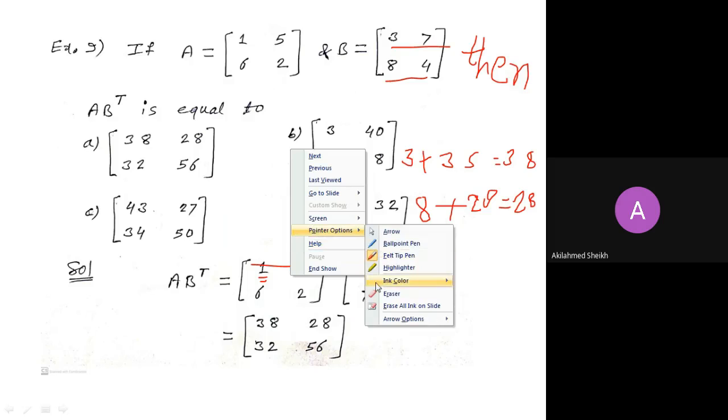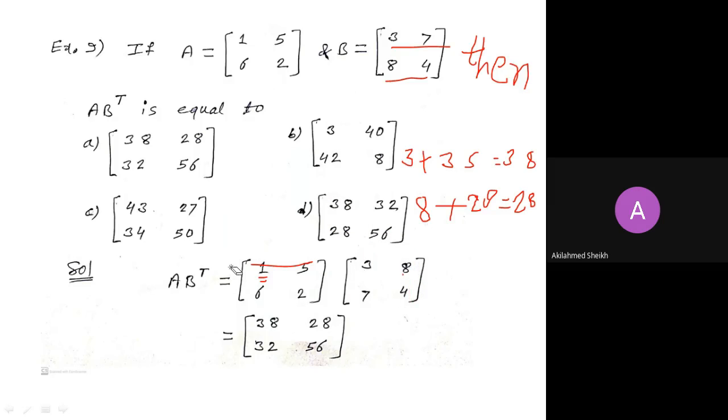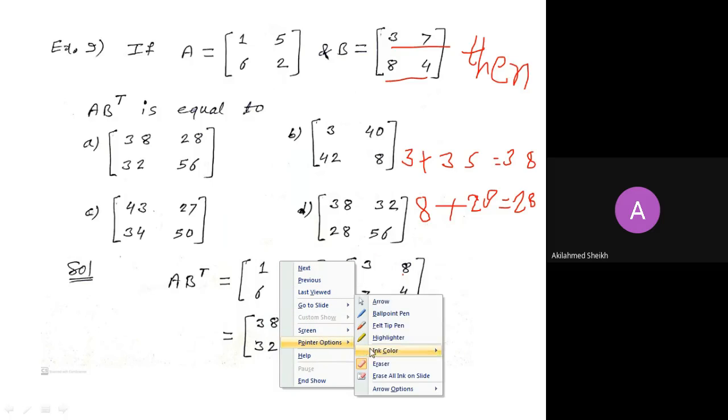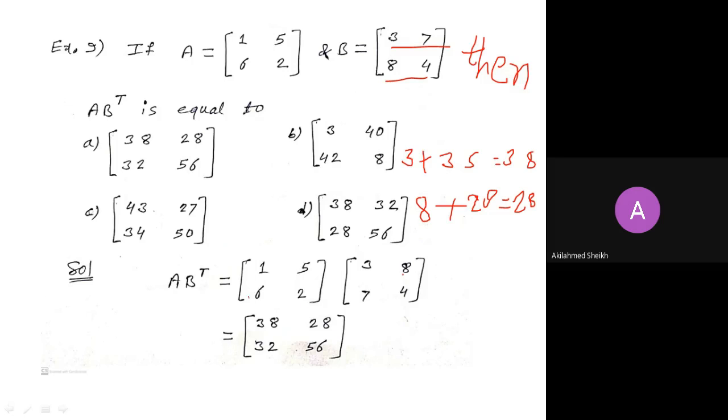Next, multiplying the second row with the first column means 6 into 3, 6 3s are 18, plus 2 into 7, 7 2s are 14. This becomes 32.